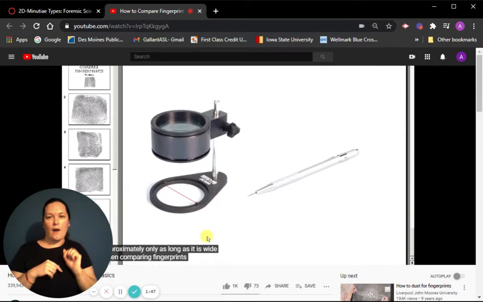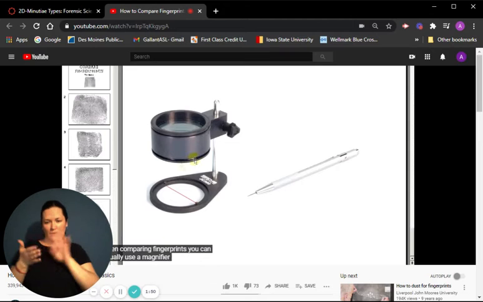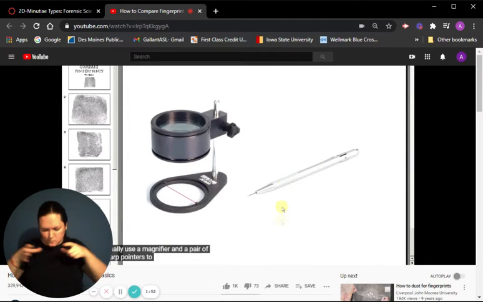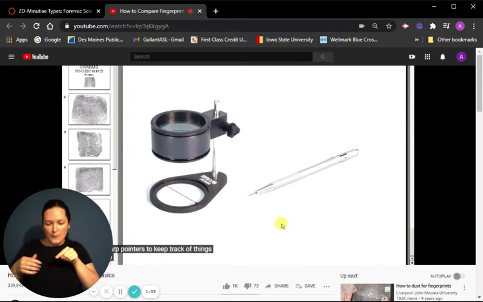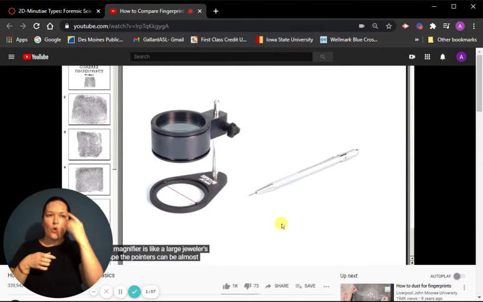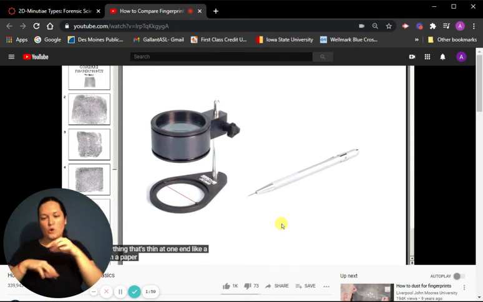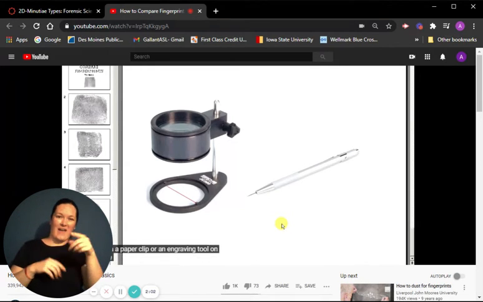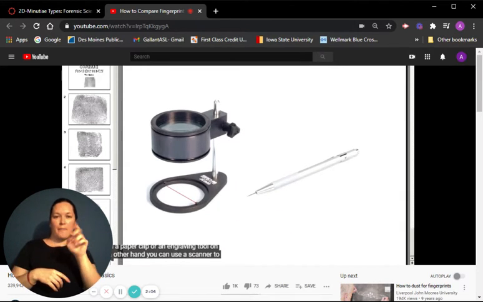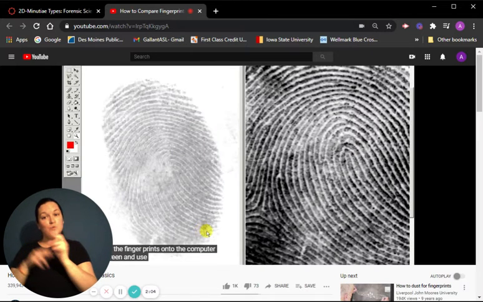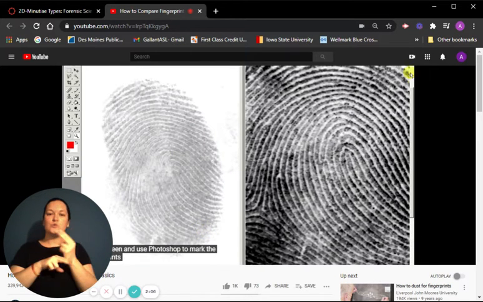When comparing fingerprints, you can usually use a magnifier and a pair of sharp pointers to keep track of things. The magnifier is like a large jeweler's loupe. The pointers can be almost anything that's thin at one end, like a pen, a paperclip, or an engraving tool. On the other hand, you can use a scanner to get the fingerprints onto the computer screen and use Photoshop to mark the points in the print.